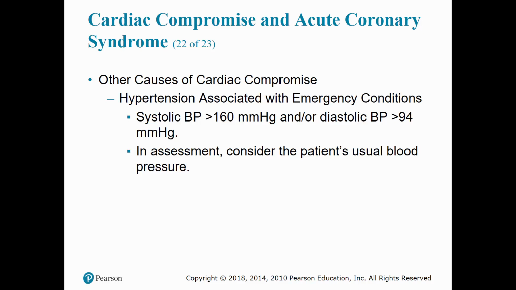Chronic hypertension is different from episodes of hypertension that frequently occur during acute emergencies, often because of anxiety and pain. This type of hypertension typically results from sympathetic nervous system discharge and the release of epinephrine and norepinephrine. Treating the hypertension in this situation is meaningless.